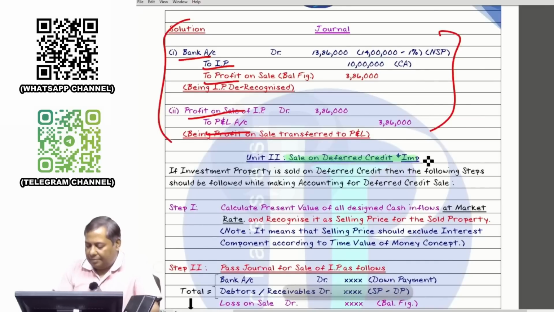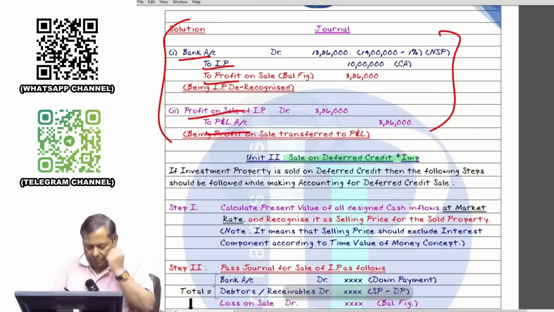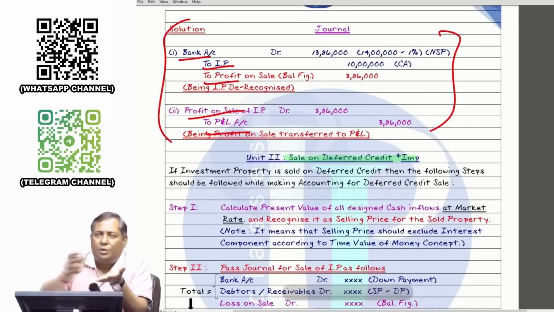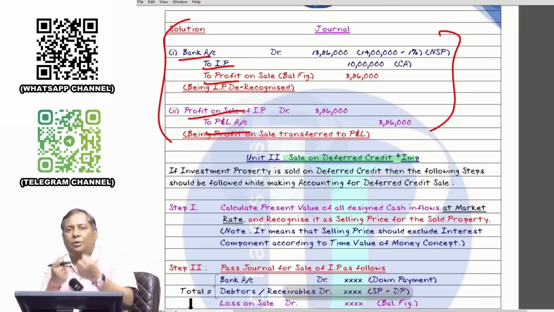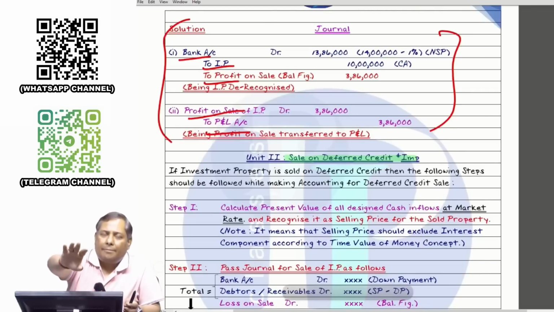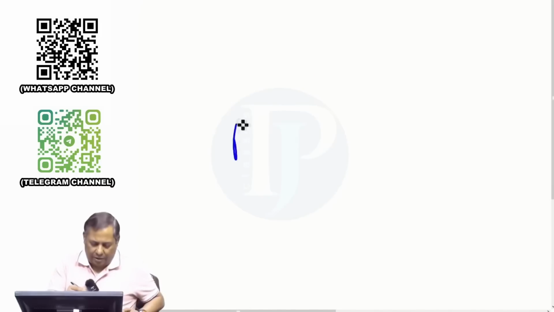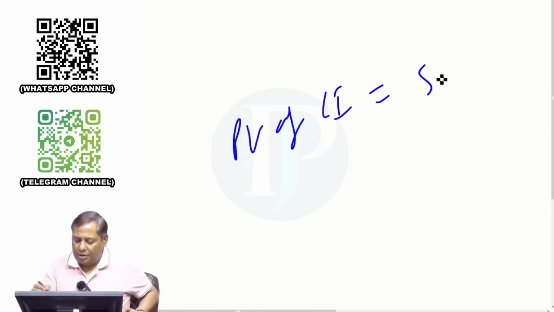Then, the deferred credit. The same example will work. If you have sold a property to someone and they will pay you in installments, then your collection will be in installments. If the collection is in installments, then calculate the present value, because it includes interest as per the time value of money. Let's say an amount is due after 1 year and another after 2 years, and both include interest. The same logic will apply. First, discount the cash inflows. The present value of the cash inflows is our selling price.